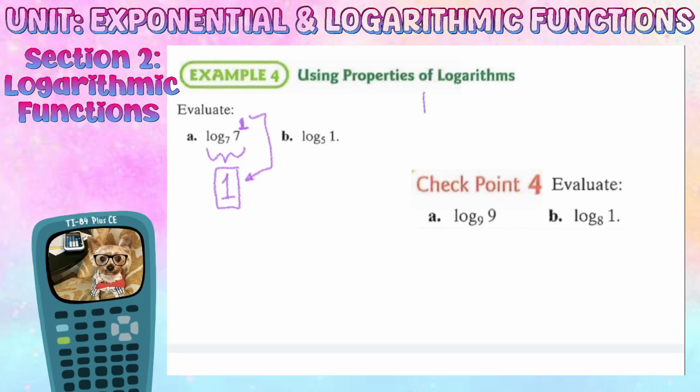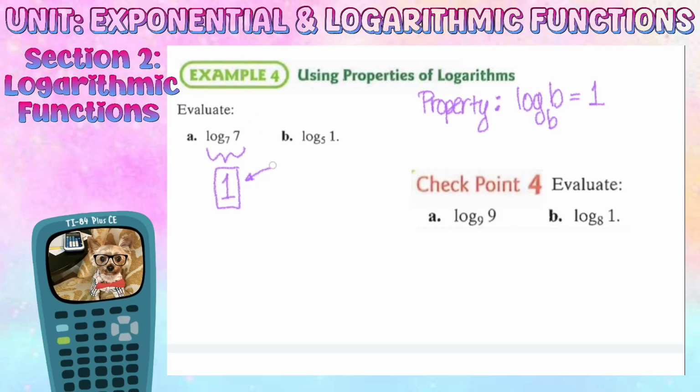So what rule or property can we write? Well, we can write that log base b of b will always equal 1. So that is the property that we wrote ourselves just now.